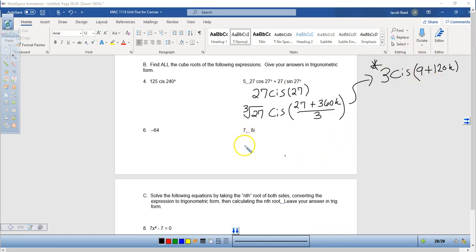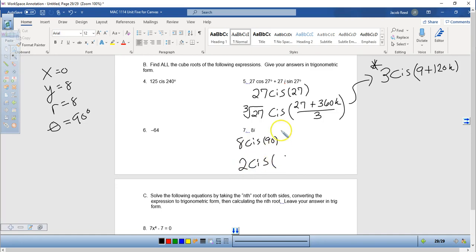For 8i, I need to go ahead and convert. So x is 0, y is 8, r is 8, theta. If y is a positive number but x is 0, that means theta is 90 degrees. So I've got 8 cosine I sine of 90. Take the cube root of 8, that's 2 cosine I sine. 90 divided by 3 is going to be 30 plus 120k. And there's our answer for that one.